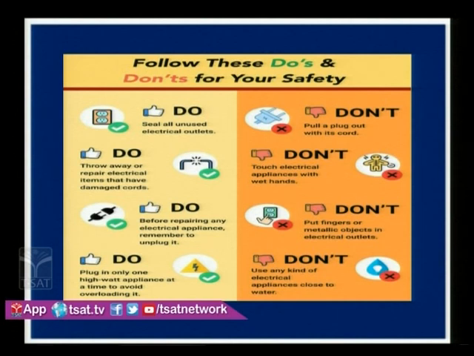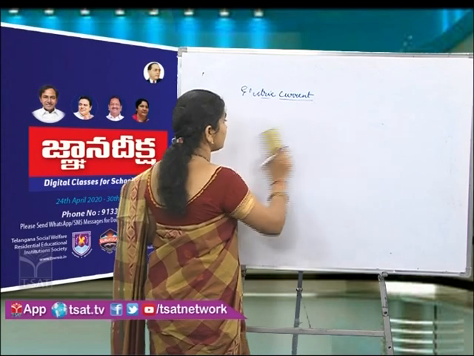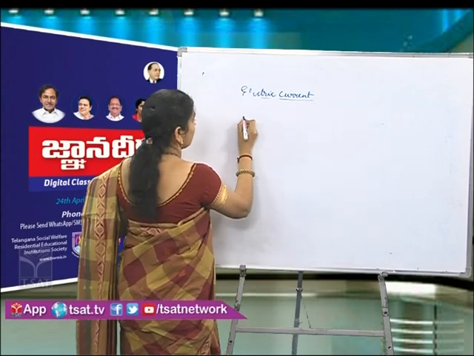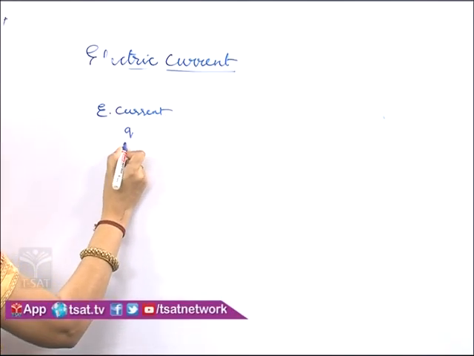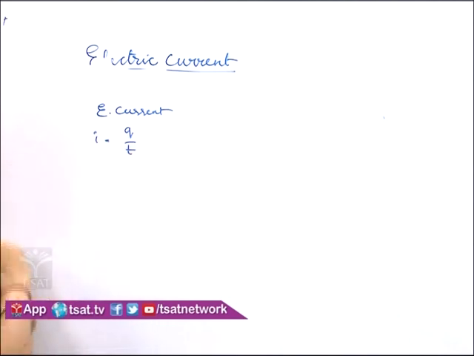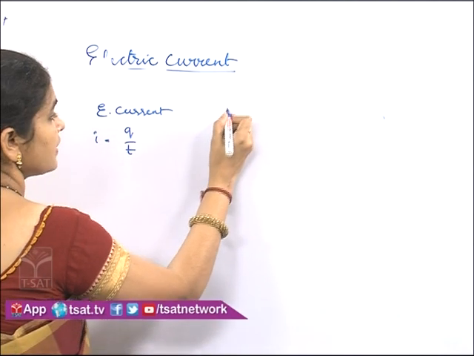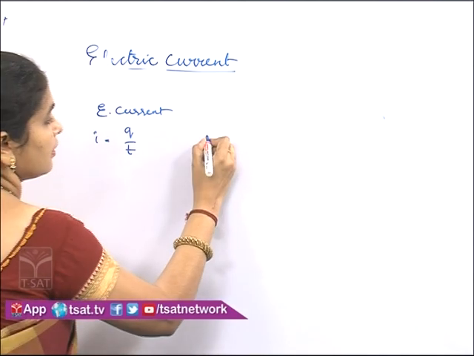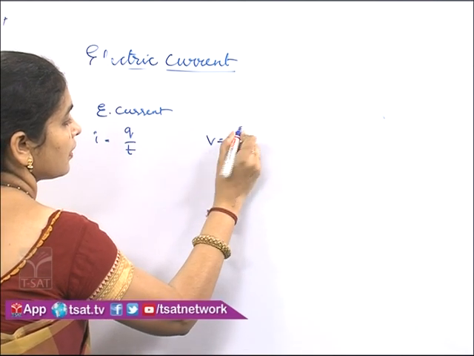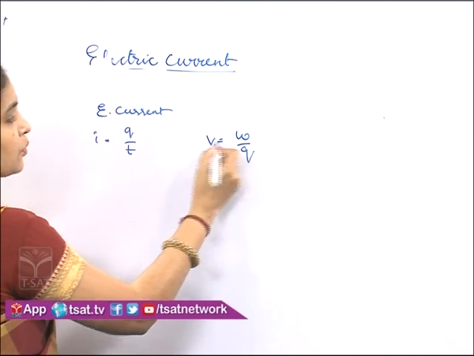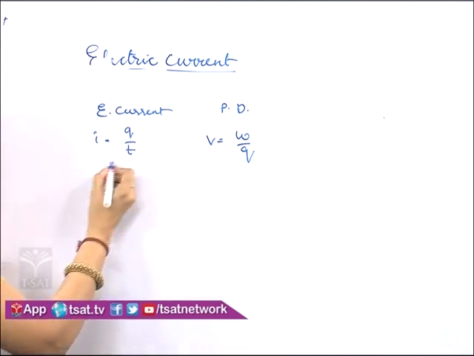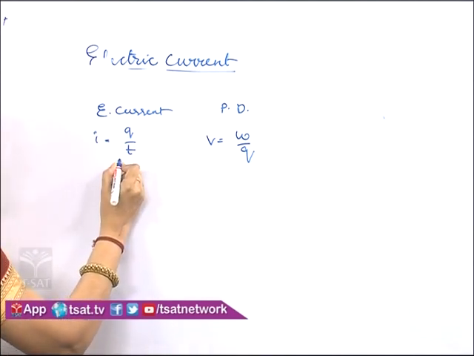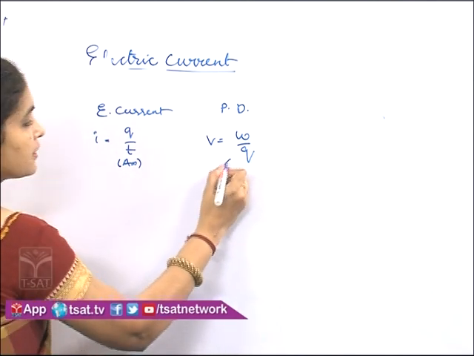Children, at the end of the session, let us recap what we have discussed in this session. We discussed electric current. The rate of flow of charge is known as electric current. Then we discussed electric potential. The work done on unit charge to move from one point to another point is known as electric potential, and it is measured in volt.